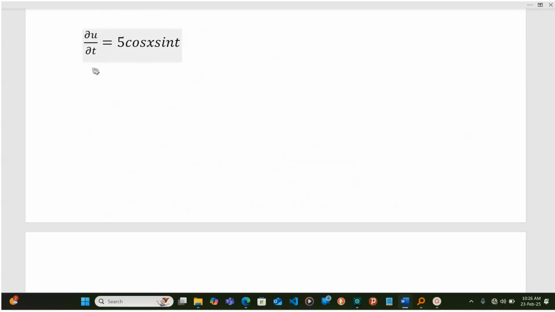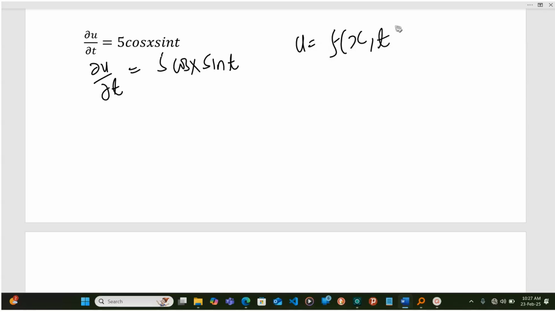So in this problem, we have ∂u/∂t equal to 5 cos x sin t. While dealing with such a problem, remember this is a partial derivative of u with respect to t. So if we want to solve here, we shall integrate this with respect to t. This is going to give us u, a function of x and t, meaning t is the variable here, whereas the 5 cos x term is going to be a constant.